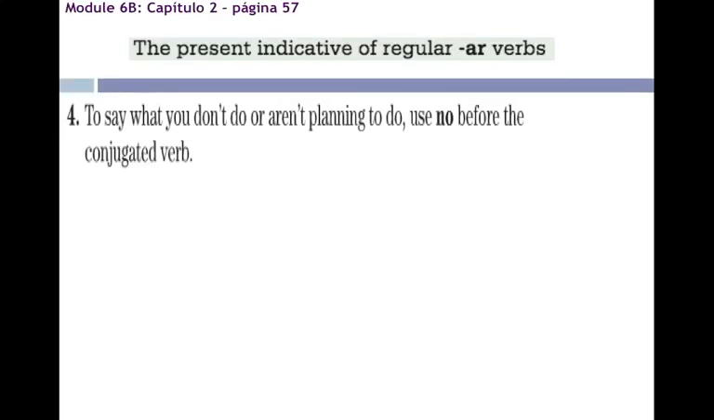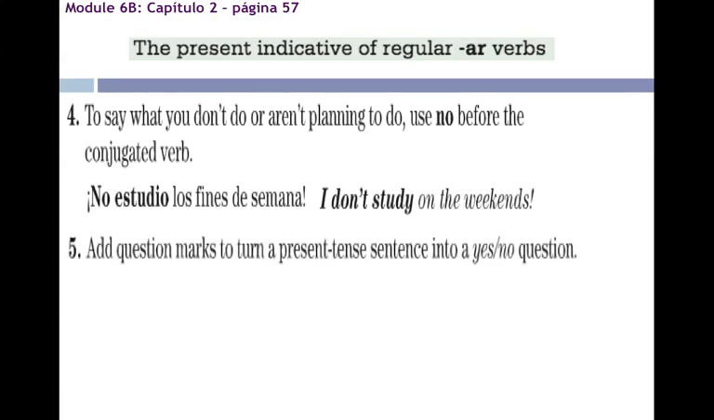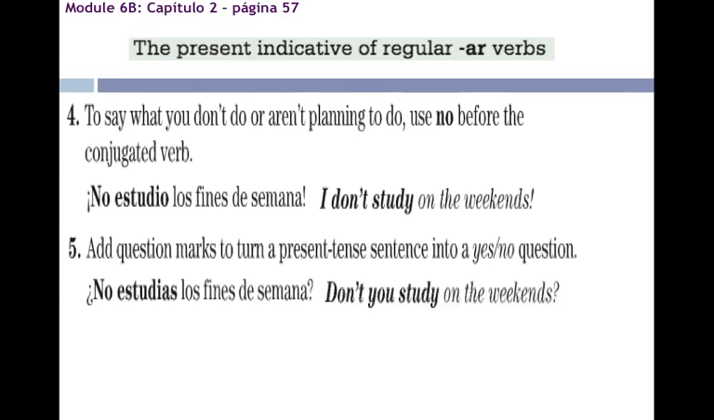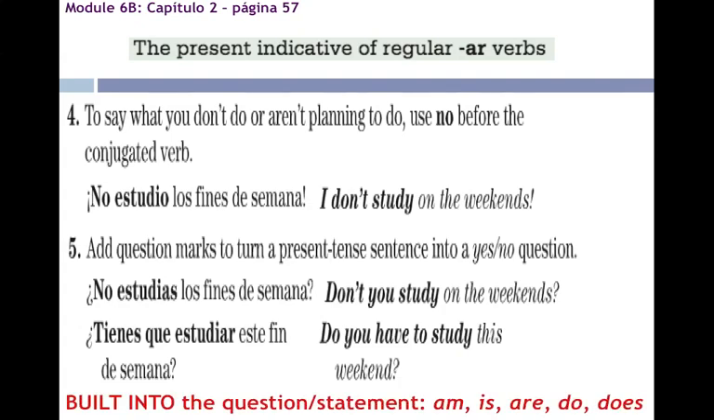A few more things. To say what you don't do or aren't planning to do, use no before the conjugated verb. No estudio los fines de semana. I don't study on the weekends. A little bit of a review. We just went over that. And número 5, add question marks to turn a present tense sentence into a yes or no question. ¿No estudias los fines de semana? Don't you study on the weekends? And there you go. The don't is in there as a question, but you don't actually see that word in the Spanish. ¿Tienes que estudiar este fin de semana? Do you have to study this weekend? So a simple statement can be made into a question just by intonation and question marks. And keep in mind, am, is, are, do, does are built in to those translations.